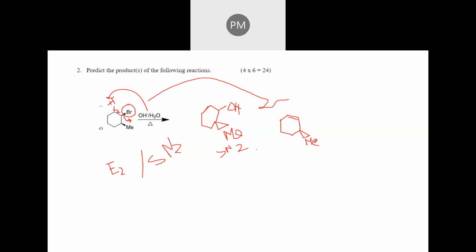Another E2 product from this, because this methyl is above the plane, so there will be one hydrogen which is below the plane. So that will also be considered. So OH minus will abstract this proton. So what will happen? There will be a double bond and Br is liberated out. So for these cases, there will be two E2 products.